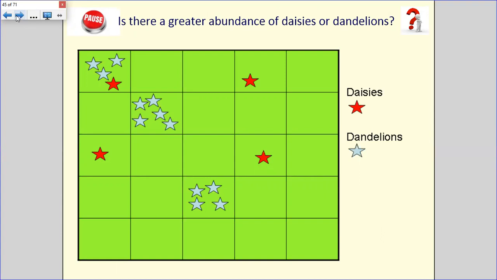Okay, so what have you got? Well, if you count the plants, there's obviously more dandelions than there are daisies. But remember, when we're using this method, you do not count the plants. You count the squares the plants are in. So 1, 2, 3 would be the abundance of dandelions. 1, 2, 3, 4 would be the abundance of daisies. So please keep that in mind. You count the squares, not the plants.